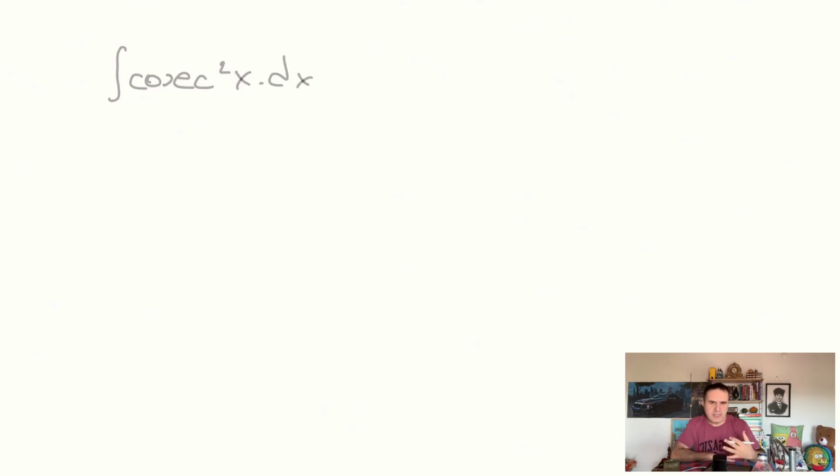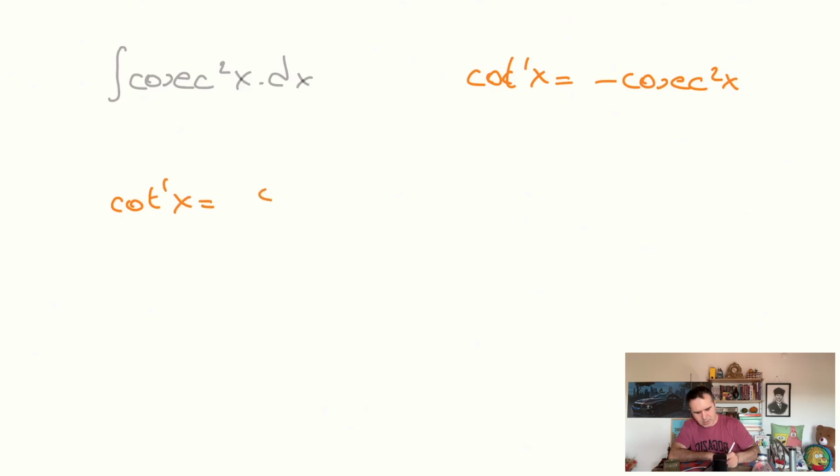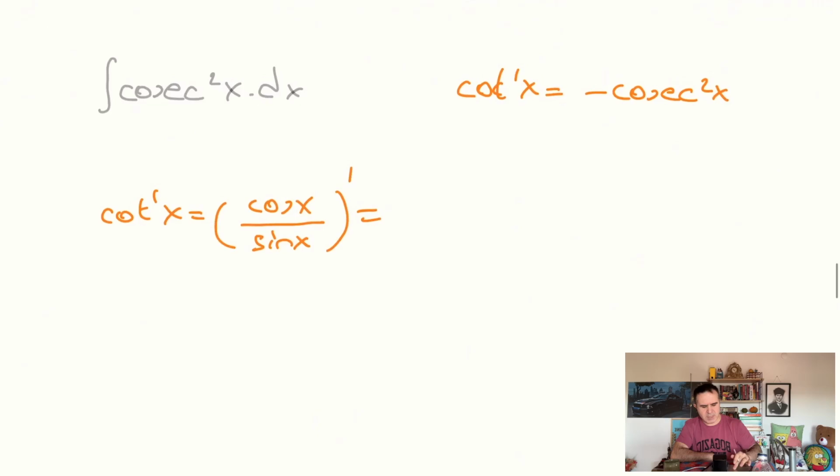To solve this integral, you should know that the derivative of cotangent x is minus cosecant square of x. Derivative of cotangent x is equal to minus cosecant square of x. If you can't remember this, you can write cotangent x as cosine x over sine x, and let's take the derivative of it.